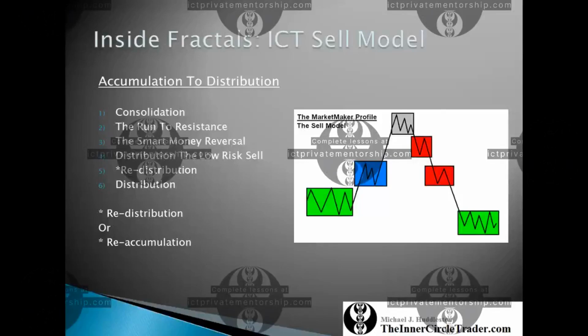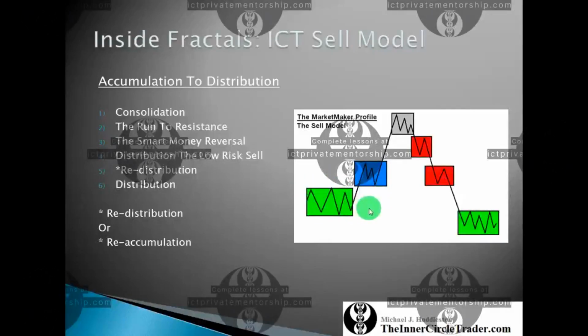We look at the sell model, and I'm assuming you probably just watched that video. So if you're looking at this, you'll see this is pretty much the mirror image of what we disclosed in the buy model. The initial consolidation, this is where orders are accumulated.